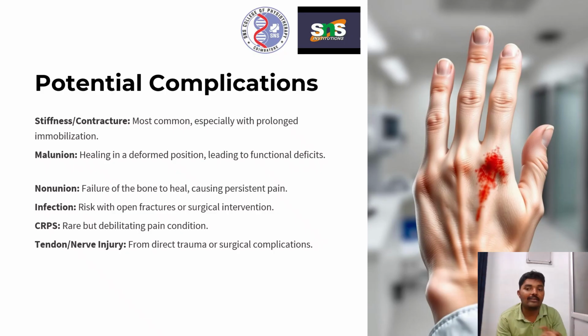Then non-union, a failure of the bone to heal, causing persistent pain. Then infection, a risk with open fracture or surgical intervention. Then CRPS, complex regional pain syndrome, a rare but debilitating pain condition. Then tendon and nerve injury from direct trauma or surgical complications.